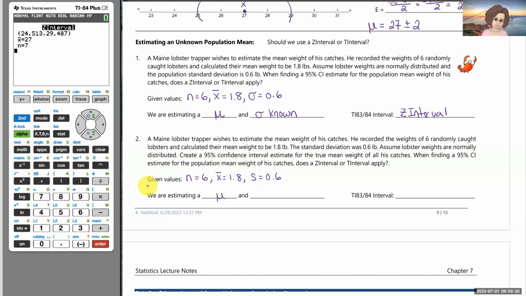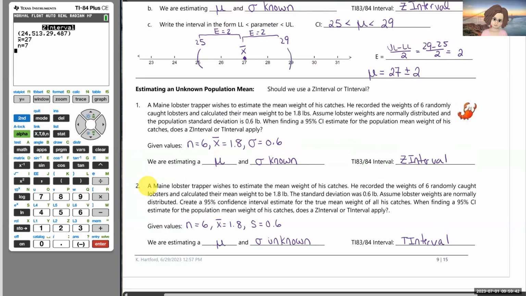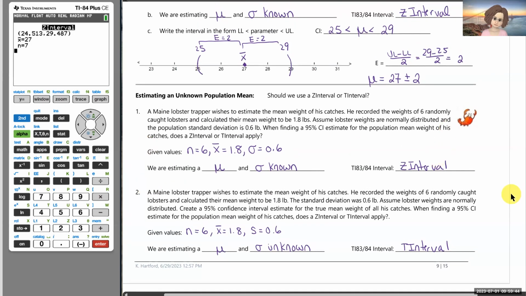So we're estimating a mean, but sigma, population standard deviation, unknown. And that's how we know to do a T-interval. All right, so those are our 2 cases of estimating an unknown population mean.